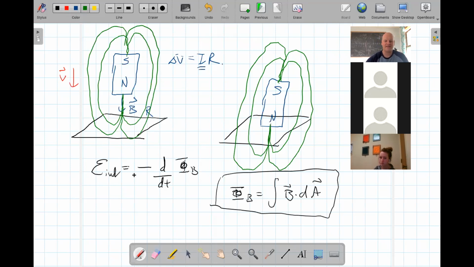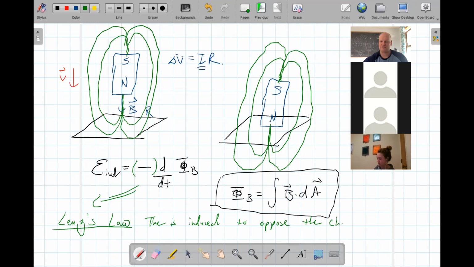Okay. Now, the negative sign out here has its own name and its own interpretation, and this is what's known as Lenz's law. Lenz's law is the interpretation of this negative sign, which is an interpretation of the direction of the induced EMF, which is an interpretation of the direction of the induced current. What Lenz's law says is that the current is induced in such a way as to oppose the changing external flux. So the current is induced to counteract, or to oppose, the changing external flux. So what does that mean?